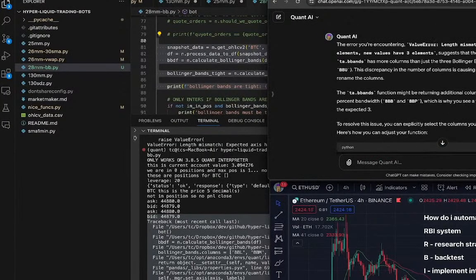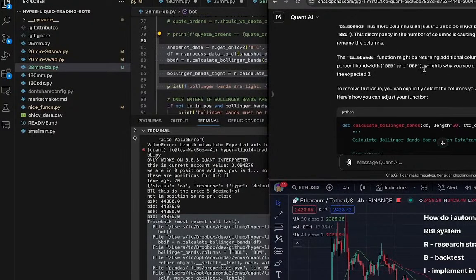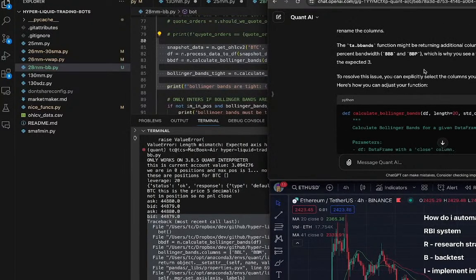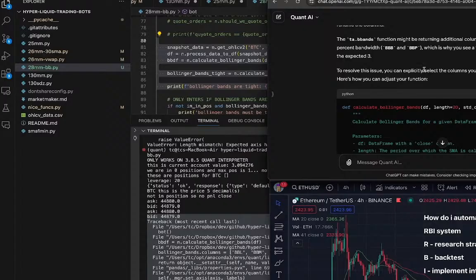So the number of columns is causing the issue where you want to rename the columns. The ta.bbands function might be returning additional columns such as bandwidth and percent.